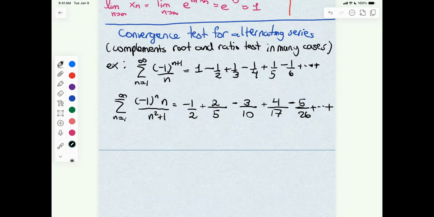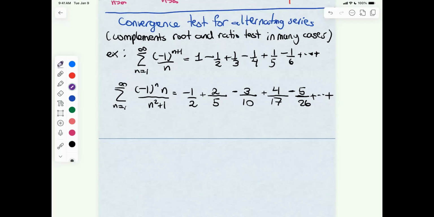Okay, so what do these two have in common? Well, first, they're called alternating because if you look at the summands, they alternate between positive and negative. It doesn't matter if it starts positive or negative. It just switches sign from one term to the next. So they're alternating, and this just means that the terms change sign from one to the next.